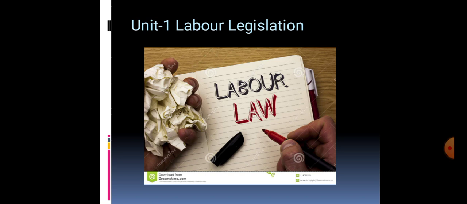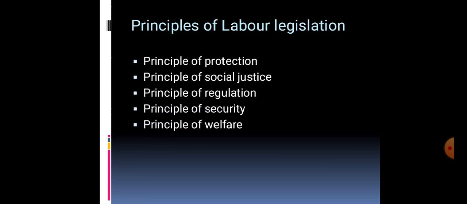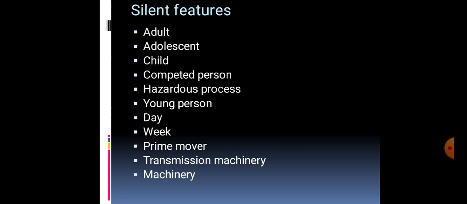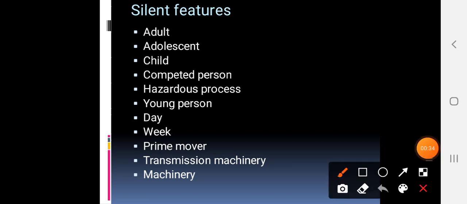I hope you are understanding the concept we started in yesterday's class about the meaning of labor legislation. We have discussed the objectives of labor legislation, the principles of labor legislation, and then the Factories Act 1948 and some previous acts before that. Then we discussed the salient features of this act.